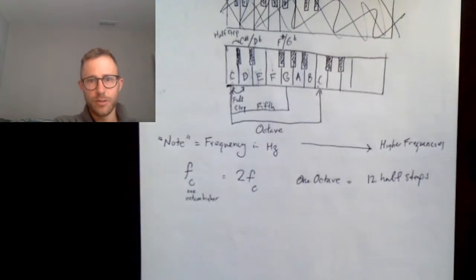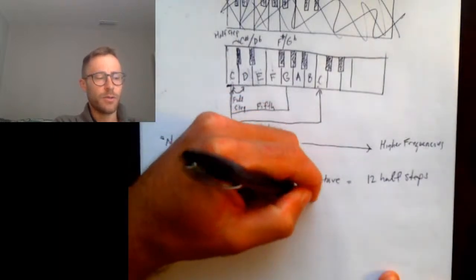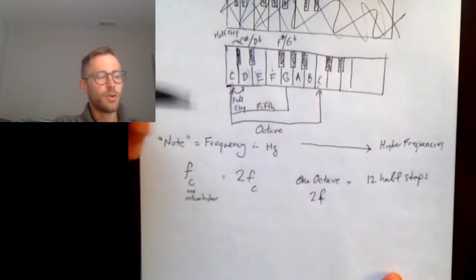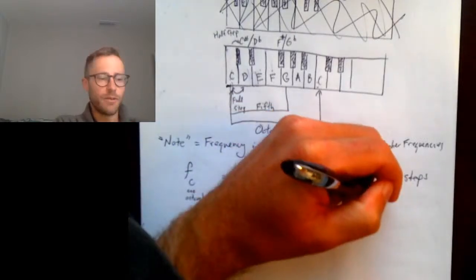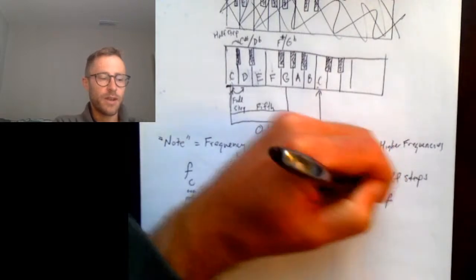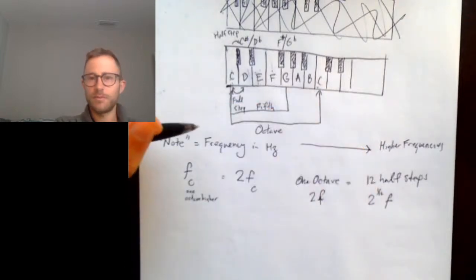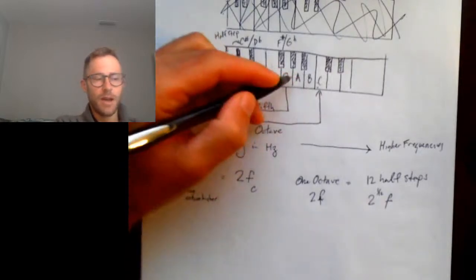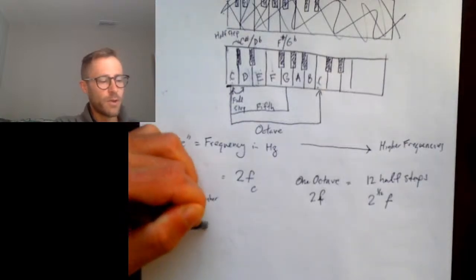One octave is equal to 12 half steps. And we know that one octave is the frequency times 2. So it actually turns out that a half step is going to be the frequency times 2 to the 1/12th power, because there are 12 half steps. For example, I happen to know that the note A is 440 hertz.